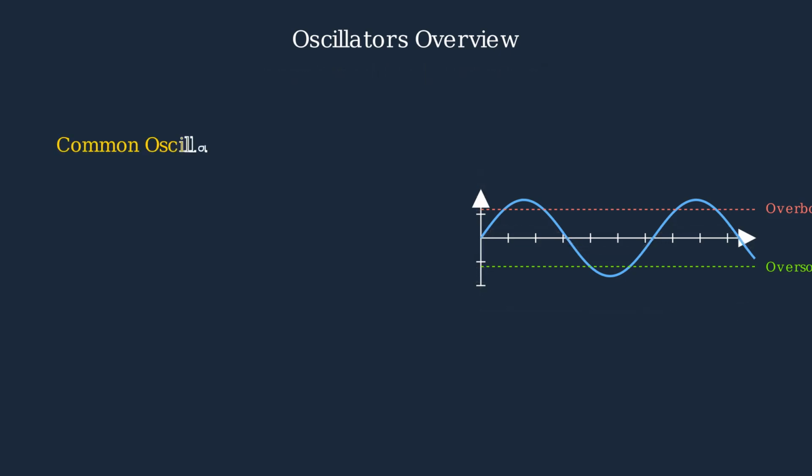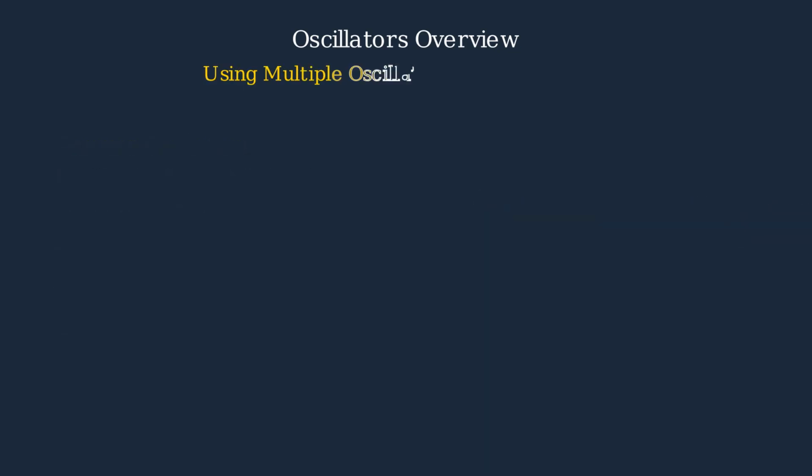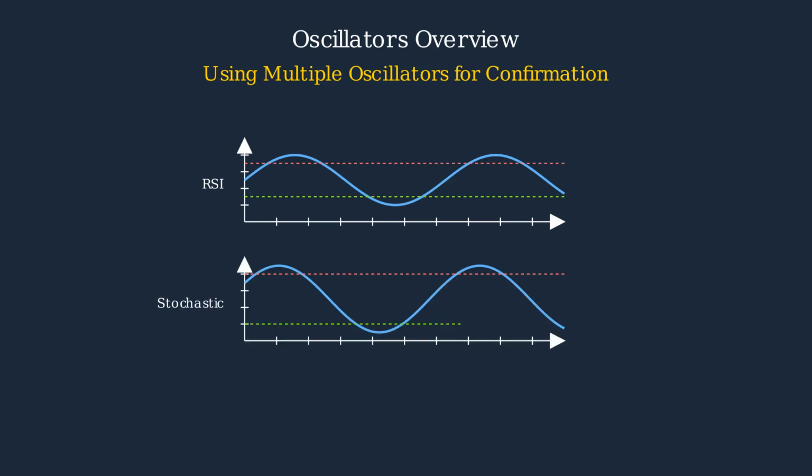Several oscillators are commonly used by traders. These include the Relative Strength Index, or RSI, Stochastic Oscillator, MACD, Williams Percent R, and the Commodity Channel Index, or CCI. To reduce false signals, traders often use multiple oscillators together for confirmation. When different oscillators show the same signal, it increases the probability of a successful trade.